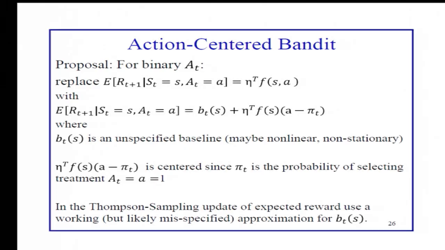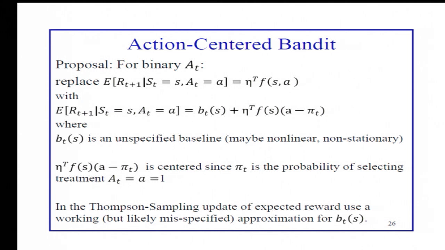So originally I said we would just parameterize the reward as a linear combination of some features of context and action. But now we'll replace that by some function that doesn't involve action. You can think of this as sort of like an advantage, if you're familiar with that term in RL. And this function involves the action, which is binary, and it's always centered. So what do we gain by doing this?